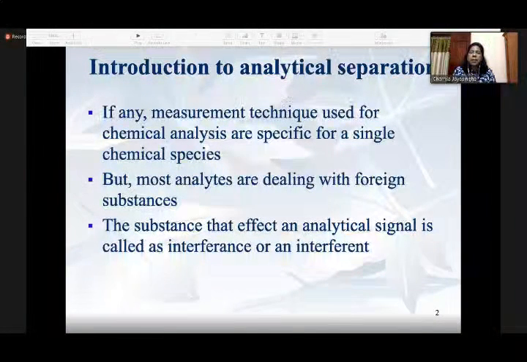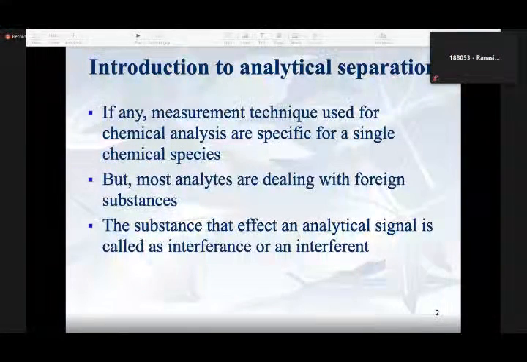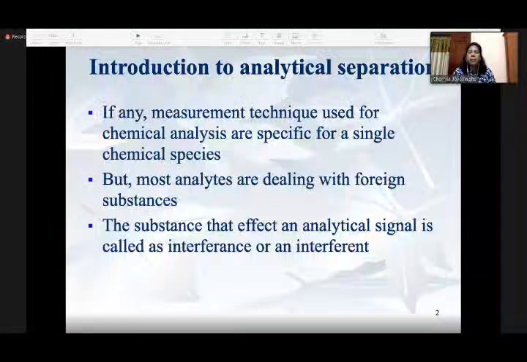The substances that affect an analytical signal are called interference or an interferent, right? Now you have come to know the other technical term, interference or an interferent. The substances that affect an analytical signal are called interference or an interferent. Here we call it the analytical signal, right?